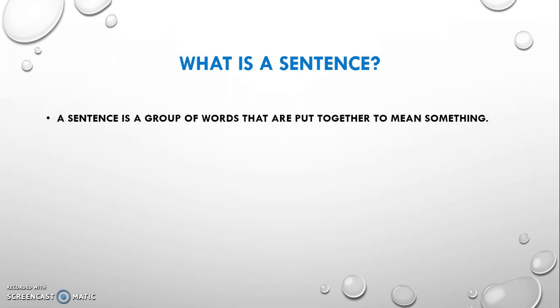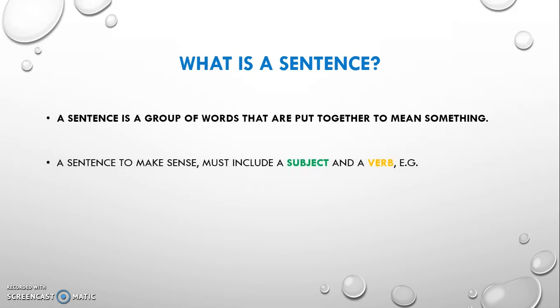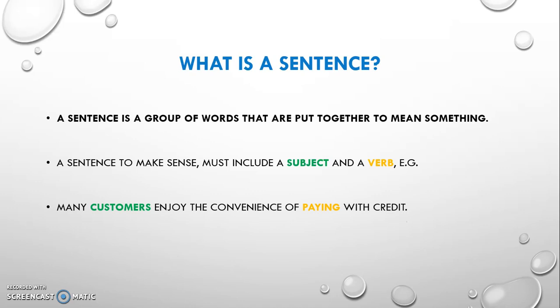A sentence is a group of words that are put together to mean something. A sentence, to make sense, must include a subject and a verb, and your subject is usually a noun and a verb is a doing word. And there's an example. Many customers enjoy the convenience of paying with credit. The customer in this case is a subject, and paying, you're doing something, you're paying with credit, that's the verb. So the subject is usually a noun and the verb a doing word, an action word, something happening.